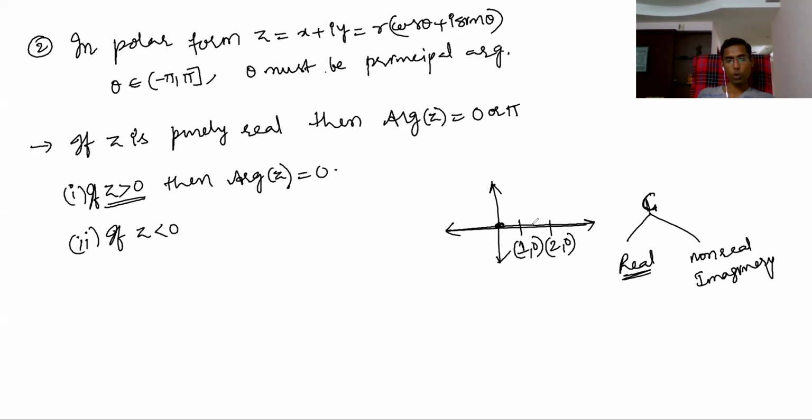Here, if it is purely real, imaginary part is 0, then the argument must be either 0 or pi. When is this 0? 0 when it is on the positive x-axis. When is this pi? When it is on the negative x-axis. That's what I say. When z is greater than 0, then the argument of z is 0. Z greater than 0 means a positive real number.